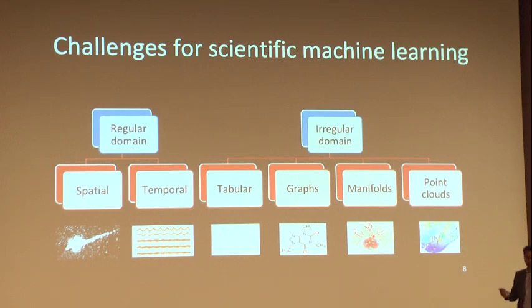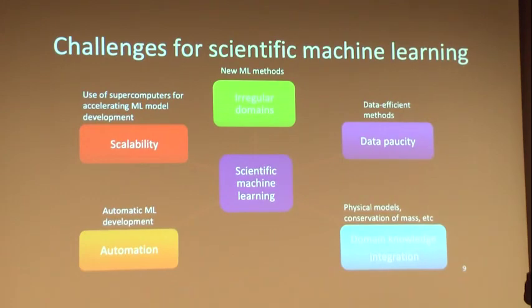For example, the available data can be broadly classified into two kinds. One is the regular domain, where you have spatial and temporal data: spatial data is images, and temporal is, let's say, time series. And then you move to the irregular domain, where you have tabular data, graphs, manifolds, point clouds, and so on. So there's no single type of data that is produced, even if you take one single scientific discipline.